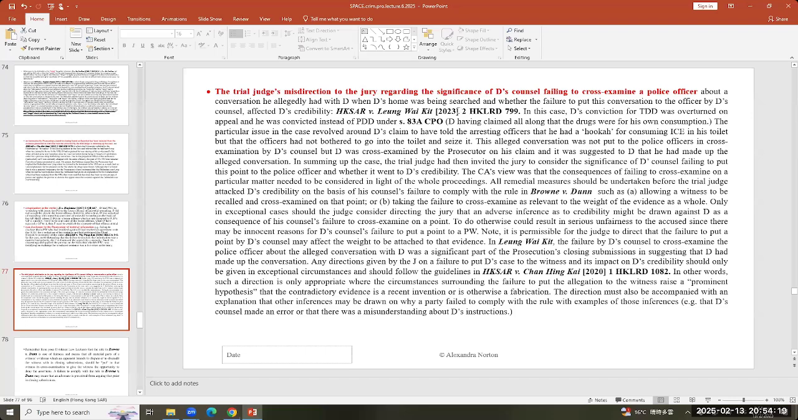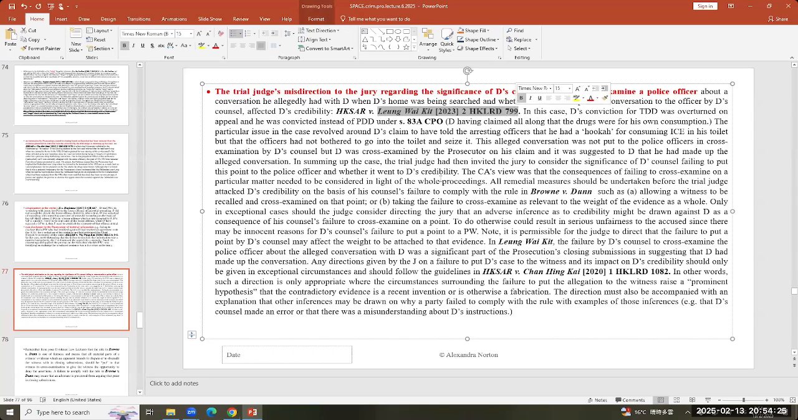This is an interesting one. It's a recent case, Learn Why Kit. In this case, the defense counsel had failed to what we call put the defense case to the prosecution witness. We remember from evidence law, there's the rule in Brown and Dunn, right? The rule in Brown and Dunn says that if in your closing, you intend to argue that a material aspect of the prosecution case is not correct, then you must put that to the prosecution witness and give them the opportunity to deny your assertion. And if you fail to comply with the rule in Brown and Dunn, then you can be prevented from making that argument in your closing.